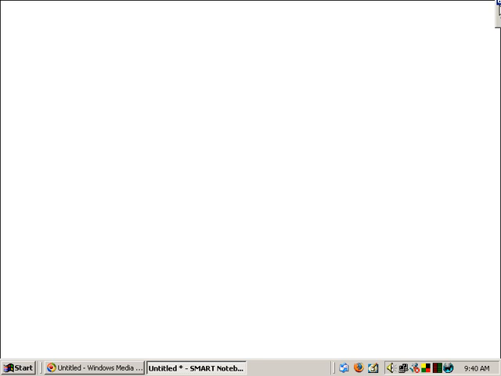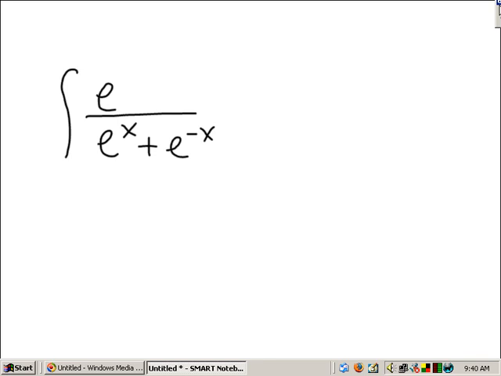Try one more. Suppose you have e to the x plus e to the negative x on the bottom, and on top you have e to the x minus e to the negative x dx.